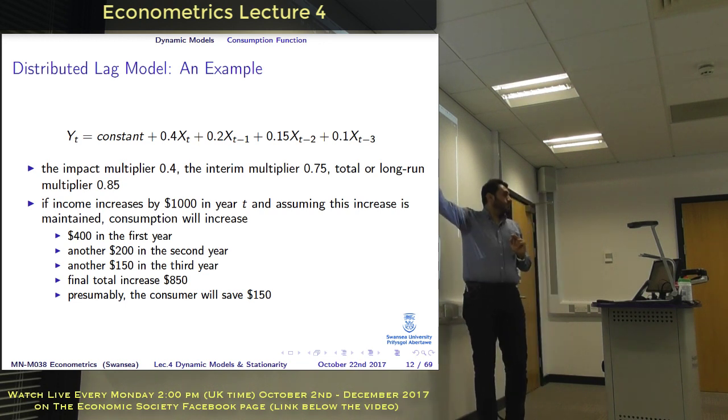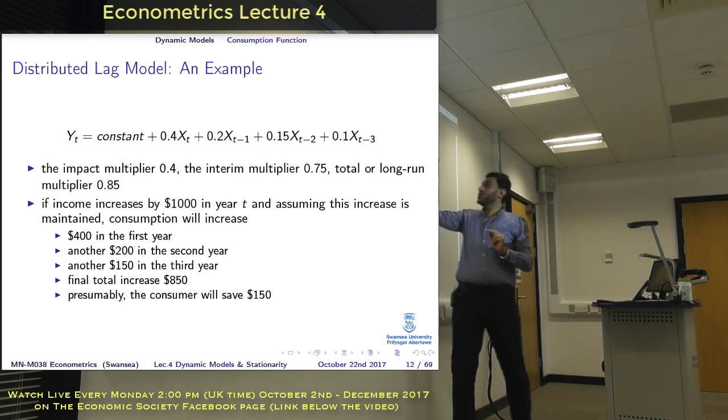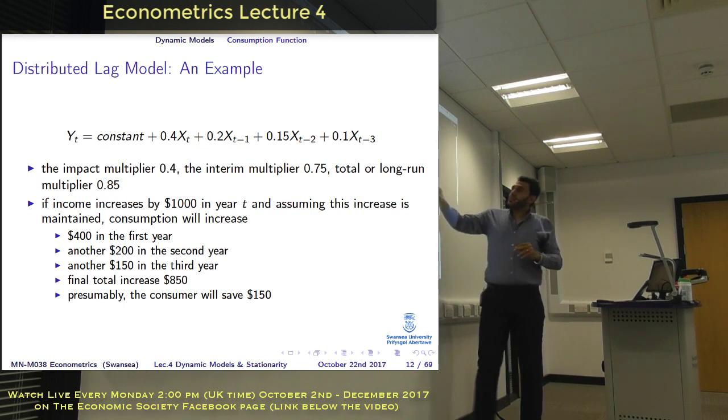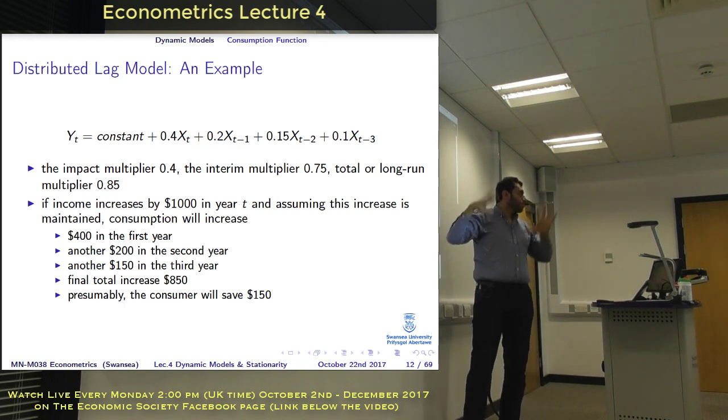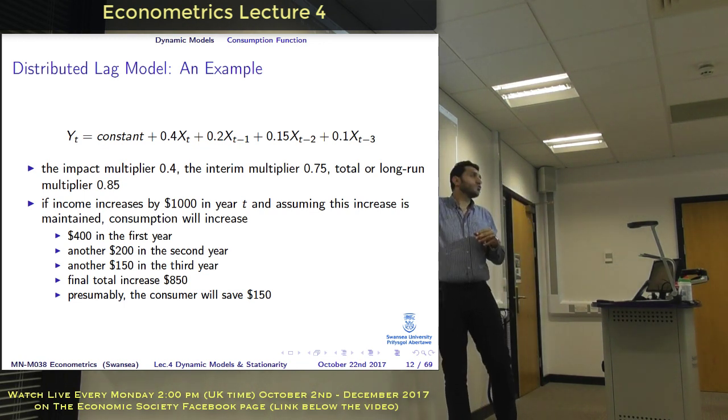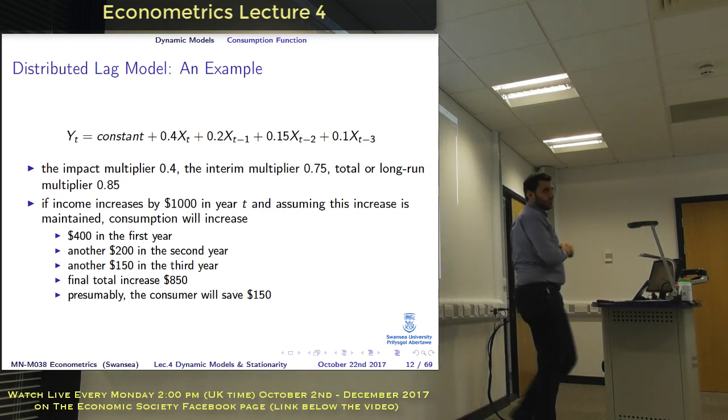It's up to here. Do you remember? So before the last one. If you add the last one, this gives you the total or long run multiplier. So the final or ultimate impact of a sustained change in X_t, or in disposable income, will have this impact on the current consumption expenditure.